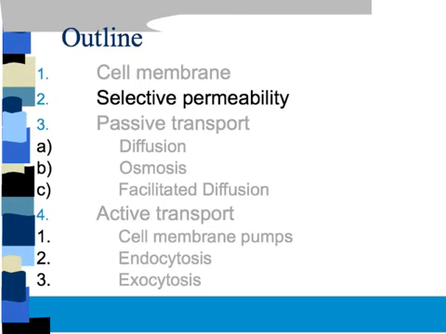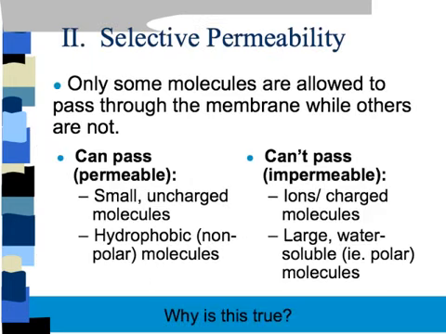So then finally, the last thing I want to mention in this video is part 2 of our outline, which is the selective permeable nature of the membrane. The fact that the membrane only lets certain things in and out. So when we say selectively permeable, we mean that the membrane only lets some molecules pass through while others are not able to.